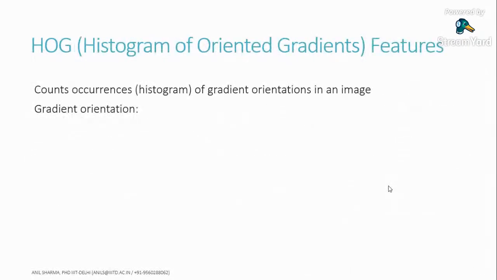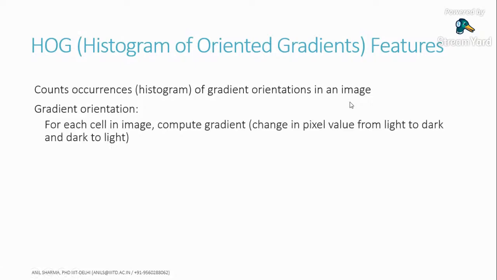So we will now see HOG features, which are histograms of oriented gradients. In HOG, we count occurrences, that means histograms, of gradient orientations in an image. So what is a gradient orientation? Gradient orientation is computed in two steps. First, for each cell in an image, a cell is basically a small window in the image, we compute the gradient. Gradient is nothing but the change in the pixel value from a light to a darker region and from darker to lighter region. We will see how this is computed. And then for each cell, we will compute the histogram of the oriented gradients.